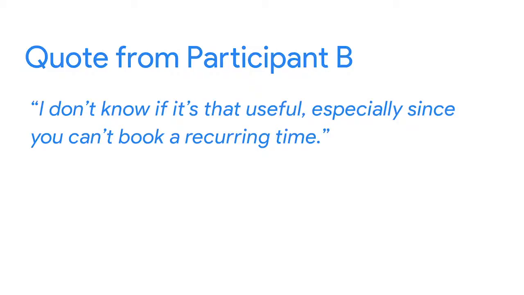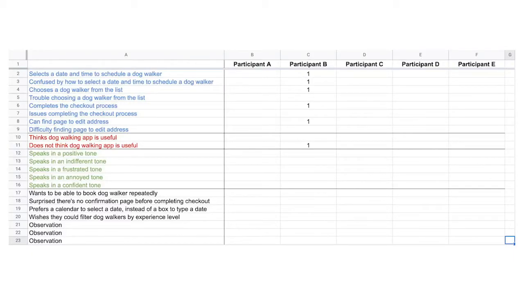What did you notice about how participant B answered this question? One thing they said was, I don't know if it's that useful, especially since you can't book a recurring time. So I'll add a 1 in cell C11. There's one important part of the spreadsheet that we need to fill in.